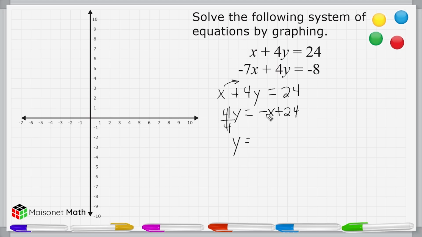Now, the coefficient of x is -1. So what we have here is -1 divided by 4, which is really -1/4 x. And we have to divide positive 24 by positive 4, which is equal to positive 6.